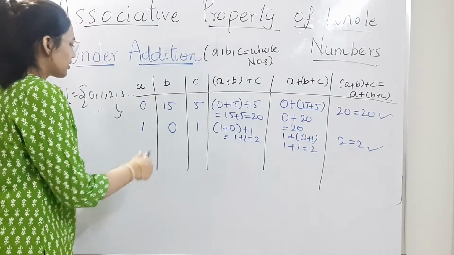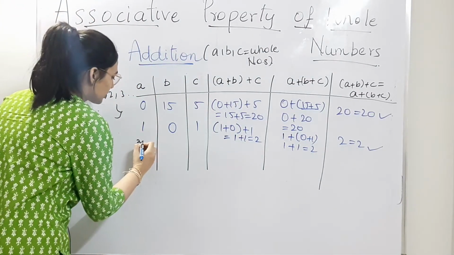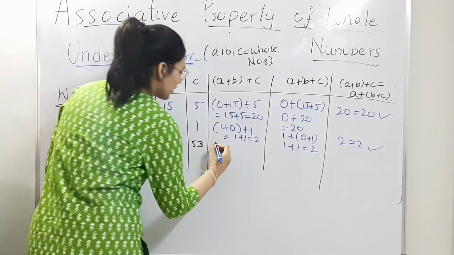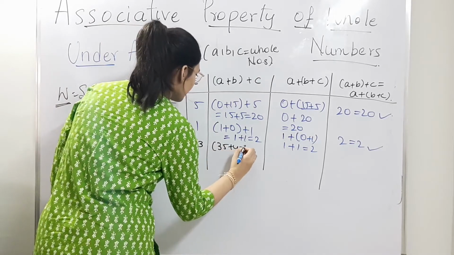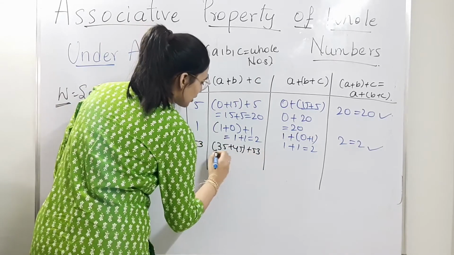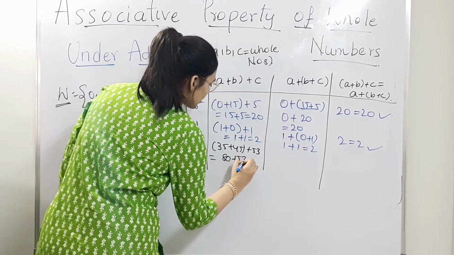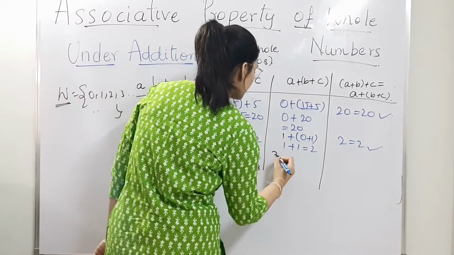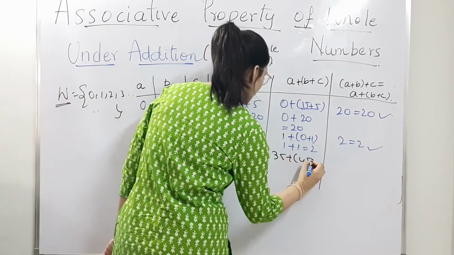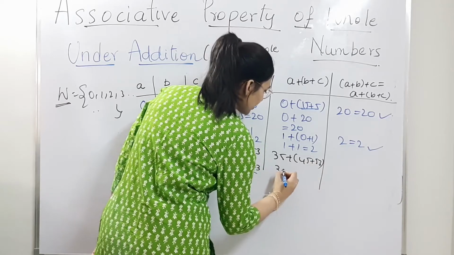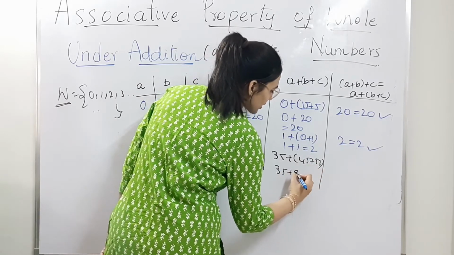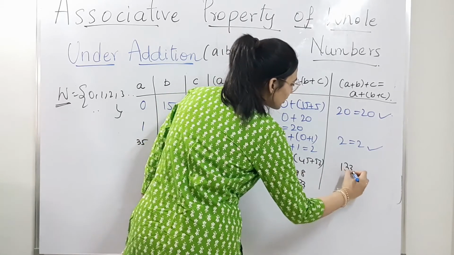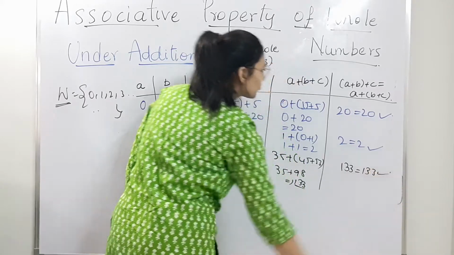Now let's take a bit of 2-digit numbers: 35, 45, 53. Let's add 35 plus 45 first, because (A plus B) plus C, and then 53. You get 80 plus 53, which is 133. In the same way, 35 plus (45 plus 53): 45 plus 53 is 98, and you get 133. So here 133 is equal to 133.